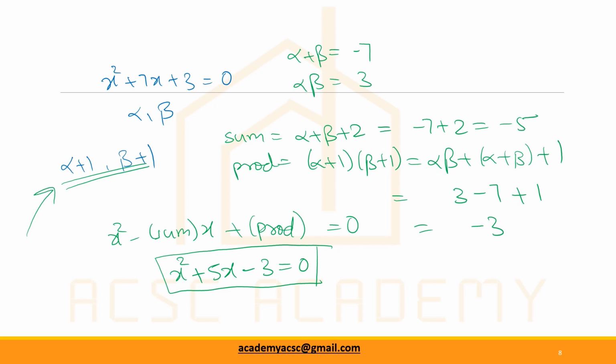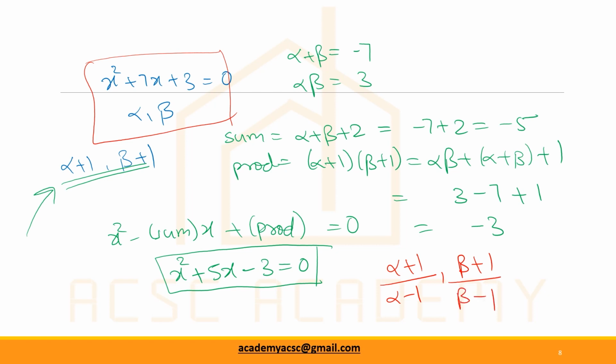In the same way, whatever different combinations of alpha and beta have been given, for example, you can try out this one. Given the same equation whose roots are alpha and beta, you have to come up with an equation whose roots will be (alpha plus 1) upon (alpha minus 1) and (beta plus 1) upon (beta minus 1). You have to solve for this one and comment what quadratic equation you are getting as a result.